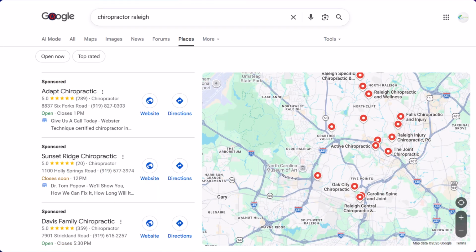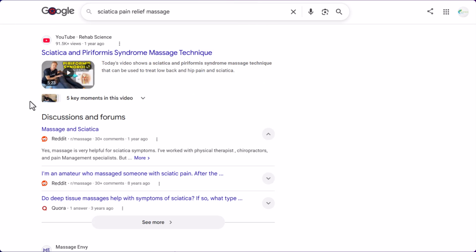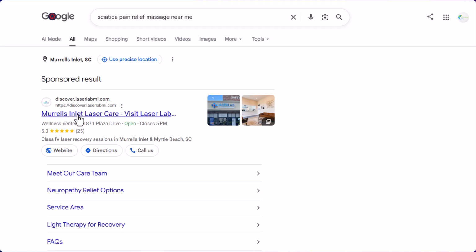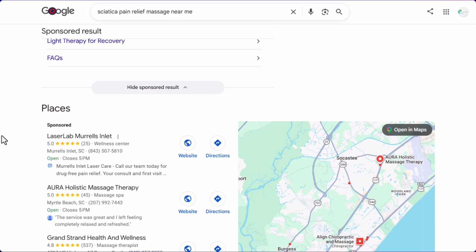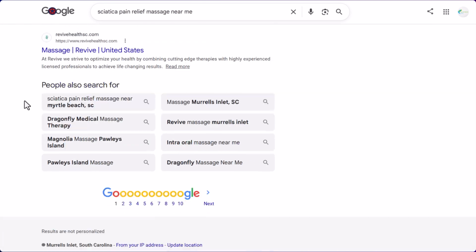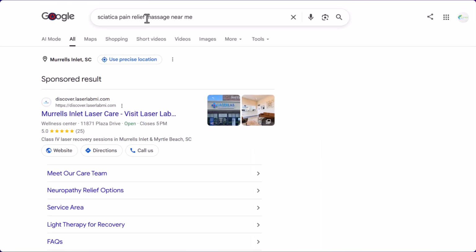Coming over here, I just did one to show an example at times too. Somebody searches sciatica pain relief massage. We get an AI overview, we get places. We don't really get any ads here until we get to the very bottom. So all the way down here, we get an ad. But if I do near me, then that ad goes to the top. We have another ad listed here. It might be the same one. Yep, another laser lab ad. So really only 1 ad running by me. I just don't think there's that much competition in my market.